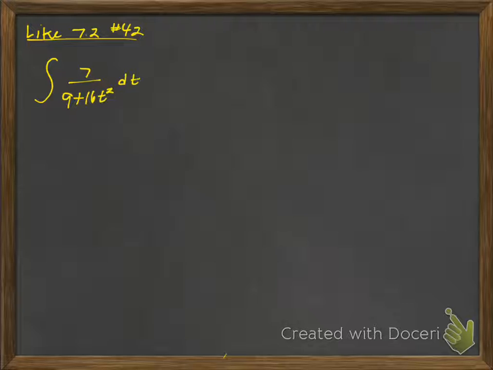Hey guys, here's a look at 7.2, number 42, I think is what it is, or similar to the one that you're seeing on your MyMathLab. And it's kind of tough to see. It's an arctangent problem. Maybe you did something different with it, but this is a form of factoring you may not have looked at before.